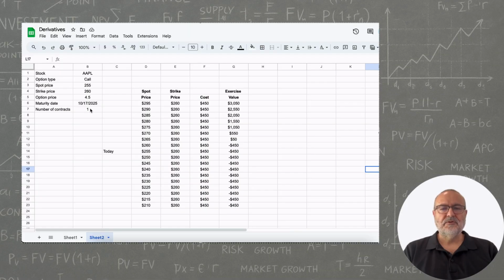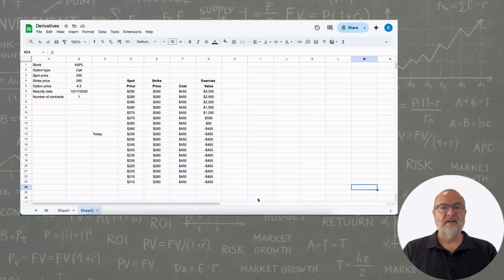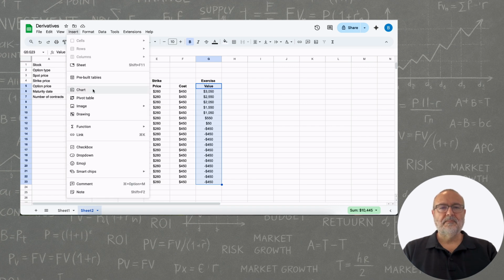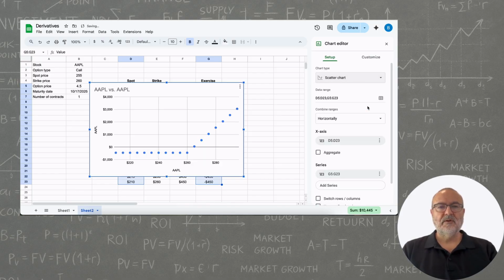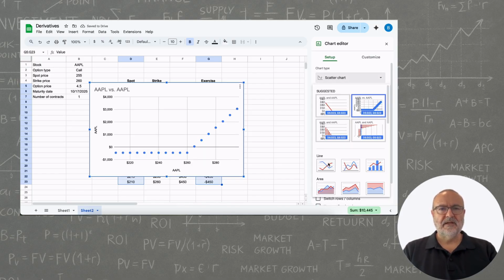Let's see what happens to the cost and to the exercise value as we change the number of contracts. Finally, let's draw the profit and loss chart. Notice that the potential loss for this call option that we bought is limited to the cost of buying it.